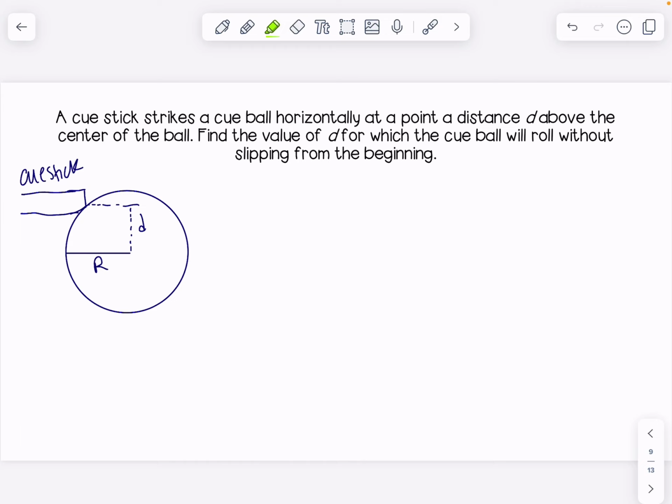One of the things I want to talk about is this idea: because it's hitting horizontally, we can just assume perpendicular. We don't need to worry about any angles in which the force is coming in. We can just assume this perfectly horizontal or perfectly perpendicular relationship. It does tell us that we are d distance above the center of the ball. So I tried to draw a diagram here for us.